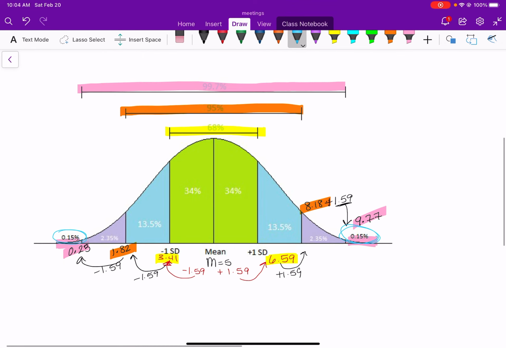So again, 1 standard deviation, that means that we're looking at about 68% of our data should fall within 1 standard deviation of our mean. And then for 2 standard deviations, we're looking at about 95% of our data should fall within 2 standard deviations. And then for the last one, we're looking at 3 standard deviations, about 99.7% of our data. So the vast majority of our data should fall within 3 standard deviations of our mean.